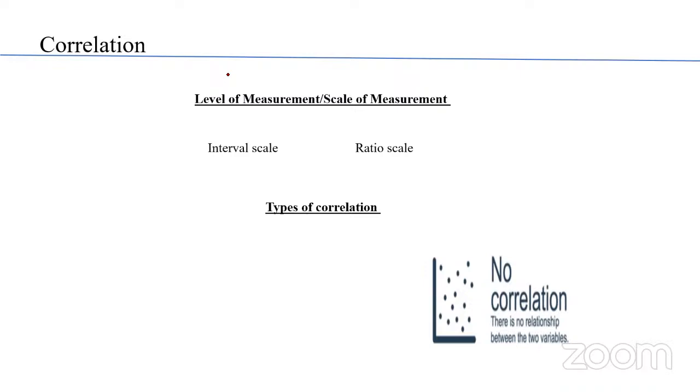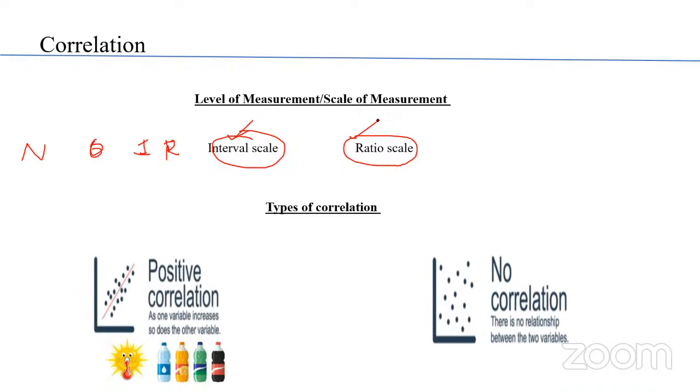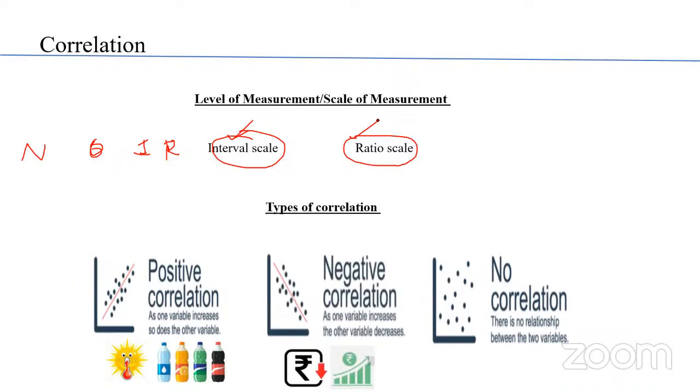Okay, now as we have seen what correlation is and what the assumptions of correlation are, we have to see how it is measured. Usually correlation is measured with interval scale and ratio scale. I remember one person clearly explained what nominal data, ordinal data, interval data, and ratio data are. Since we have already seen that, I assume you are quite okay with the measurement of interval scale and ratio scale, and we'll see the types of correlation. The types of correlation are positive correlation, negative correlation, and no correlation, where there is no relation between two variables.